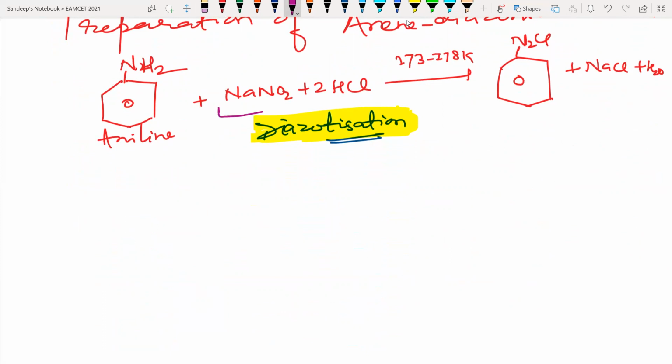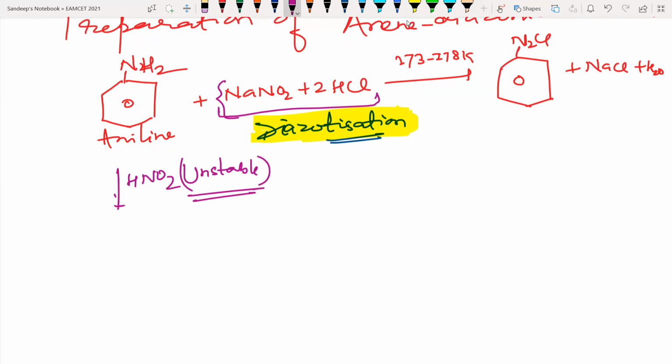Now, why do we take NaNO2 and HCl? Because what happens if you treat directly with HNO2, HNO2 being an unstable compound. So this HNO2, nitrous acid, is prepared by the treatment of NaNO2 and HCl. So HNO2 is synthesized in situ within the reaction.